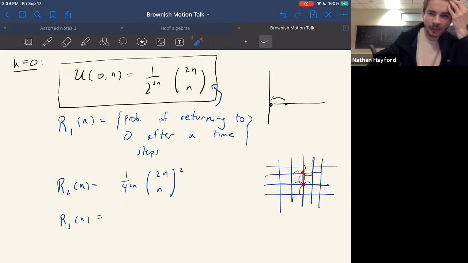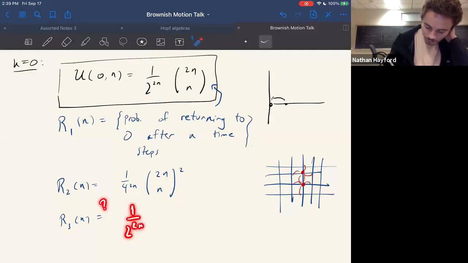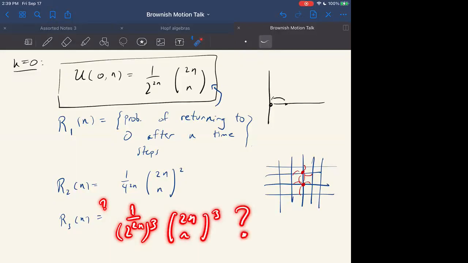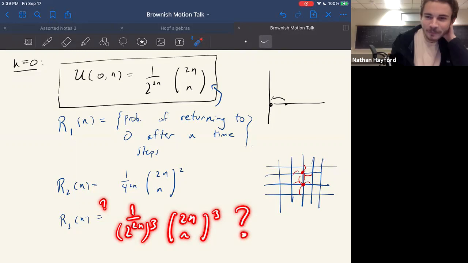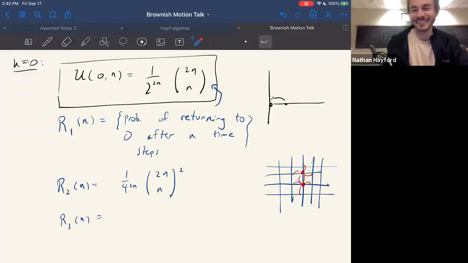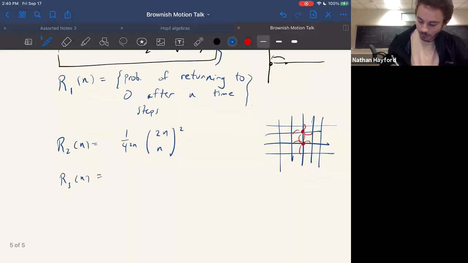Would you expect then that R3 is the cube? So I have a question for you. Is it going to be 1 over 2 to the 2n, 2n choose n cubed? No. Who says no? Hunter? Why? I have no justification. No justification, just a guess. Zach says doubtful. He's experienced something. My experience isn't that nice. So it isn't, and there's actually a reason that this happens in 2 dimensions and not in 3. We'll talk about that in a second.